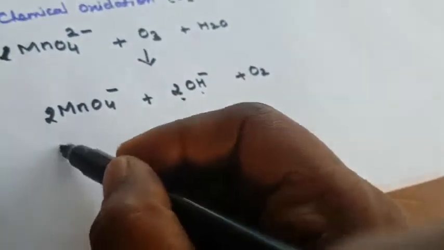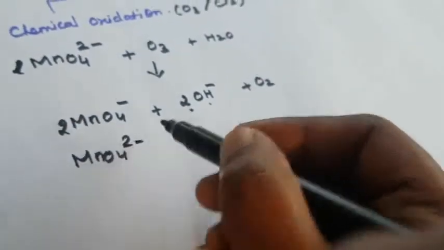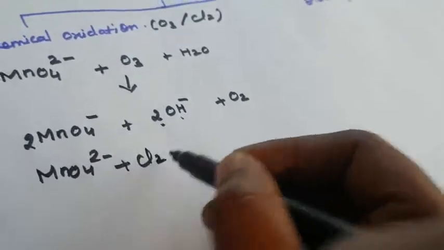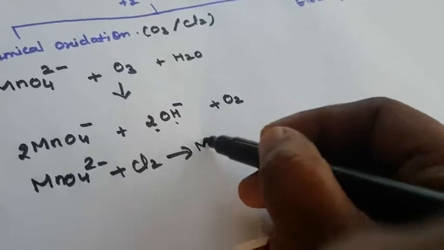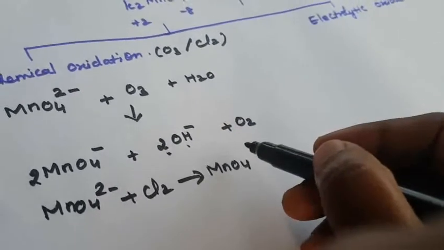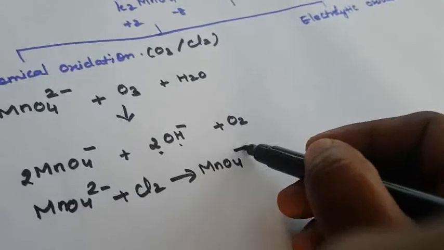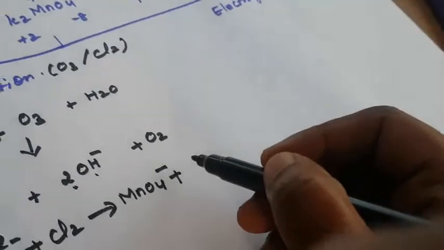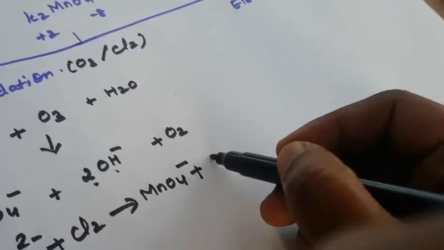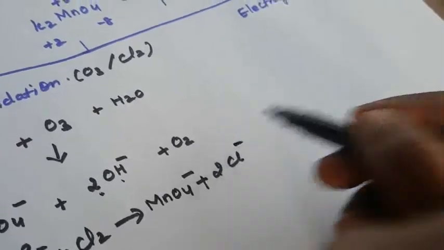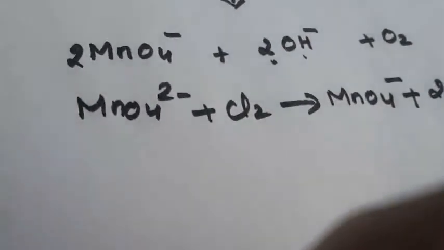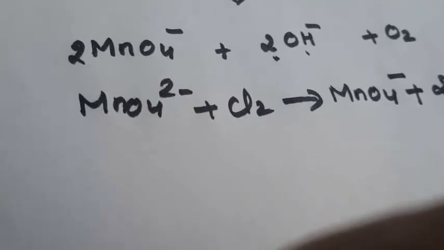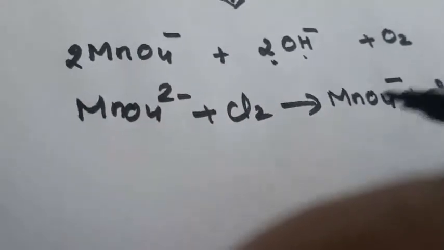Again, when reacting with chlorine, oxidation with chlorine: how do we oxidize with chlorine? MnO4 2 minus plus chlorine, it will oxidize to MnO4 minus plus 2Cl minus. Okay, this is another one. It is already balanced, and the charge is balanced here.